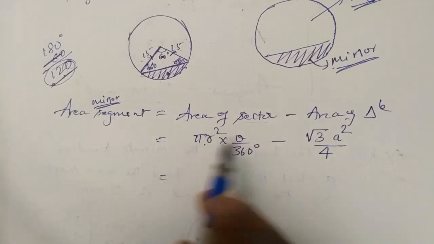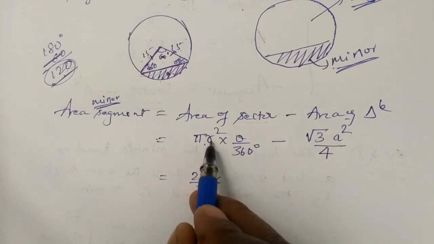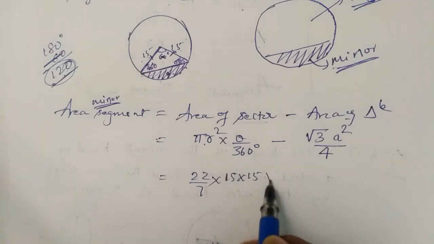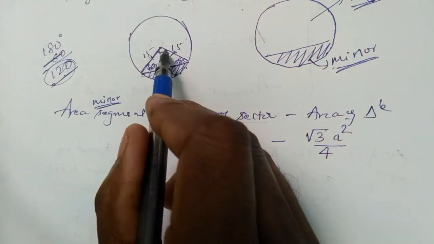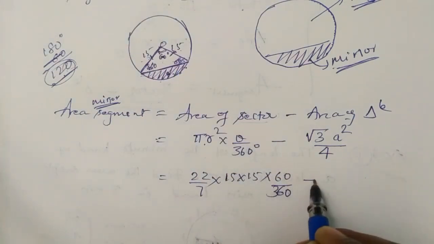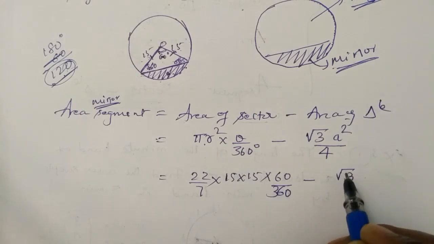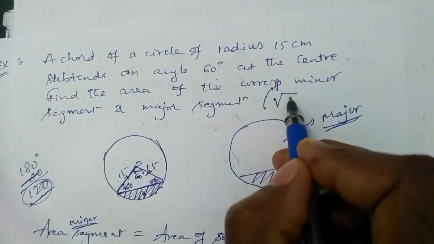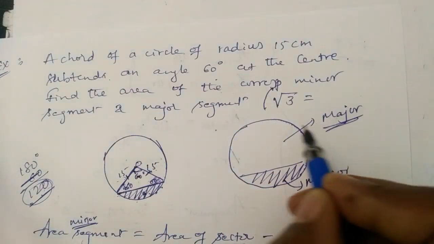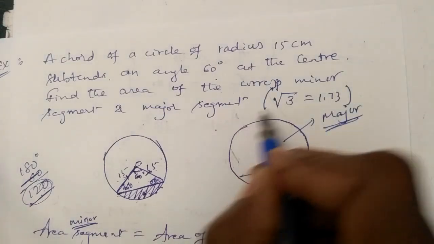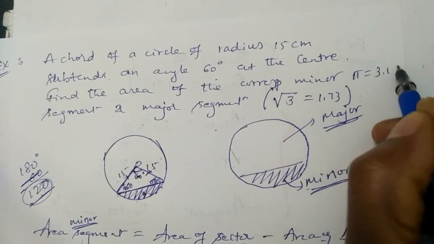Now substitute properly. Pi is 22 by 7, you know that. R squared: the radius is 15 here, so 15 into 15 into theta. Theta is the angle obtained at the center of the circle, 60 degrees, so 60 by 360, minus root 3. Check whether the root 3 value is given. In the question, at the end, root 3 value 1.73 is given, and the pi value is also given, 3.14.